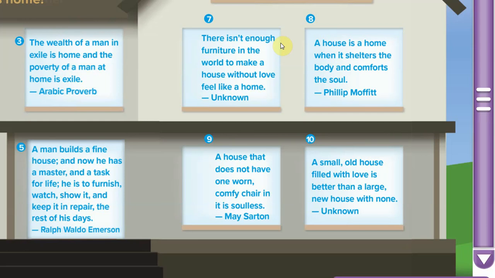Now, the last opinion said by unknown. A small old house filled with love is better than a large new house with none. A small صغير old house منزل صغير وقديم filled with love مليان بالحب is better than بيكون أفضل من a large new house with none منزل كبير وجديد بس ما فيهوش حد يعني يا شباب. ده المقصود بيه. اوكي.